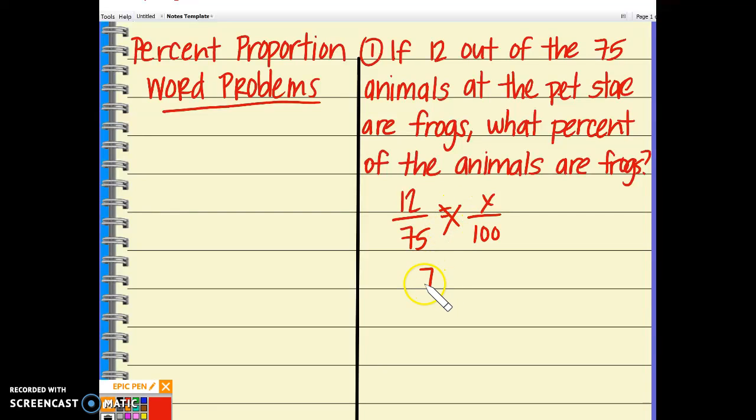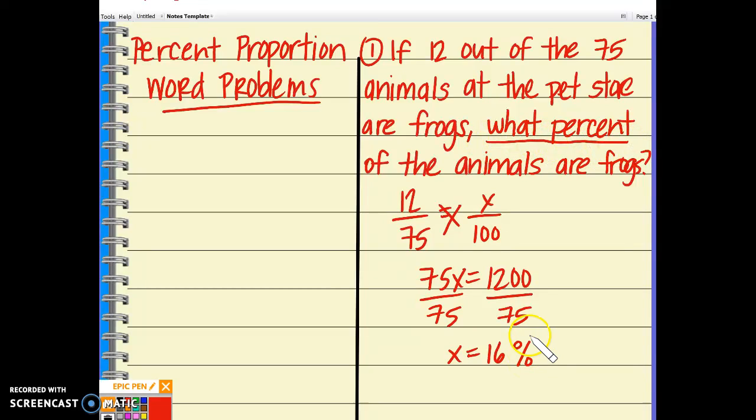So we cross multiply. We get 75x is equal to 1200. We want to solve for x. That gives you 16%. Because you're solving for what percent, be sure you add the percent sign.